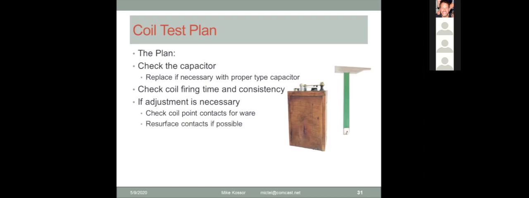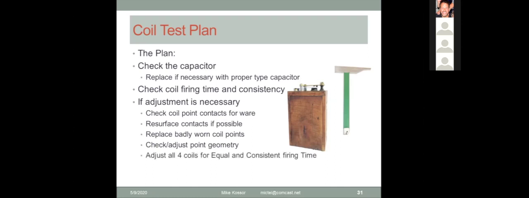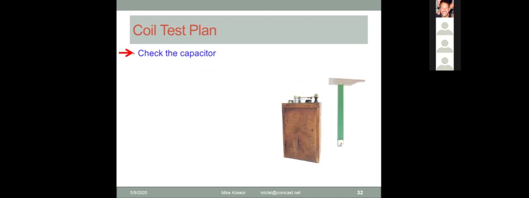We're going to try to resurface the contacts if it's possible, because nobody wants to shell out the money for a new set of points if you don't need to. And unfortunately, some points are just so badly worn that we may need to replace them. Once we get the point contacts and the points wear assessed, we need to adjust them and make sure we have proper point geometry. And then the last thing is we want to adjust all 4 coils for equal and consistent firing time. So the first thing we're going to do is check the capacitor.